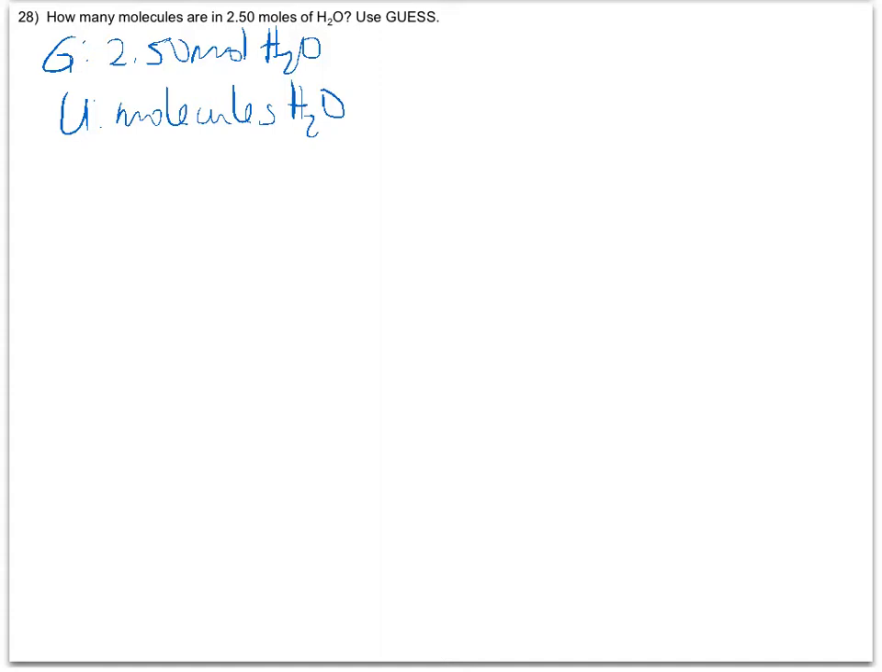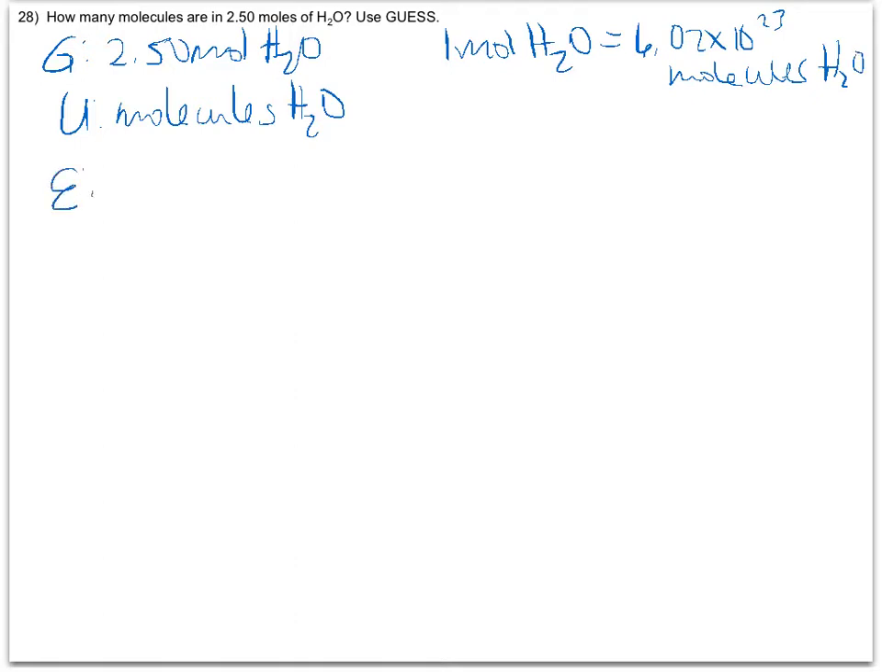Alright, how many molecules are there in 2.5 moles of water? Okay, so we're given 2.50 moles of H2O. Trying to get to molecules of H2O. Molecules is a number, which means we use Avogadro's number to go between these. Remember, it's always 1 mole is equal to 6.02 times 10 to the 23rd molecules of water.